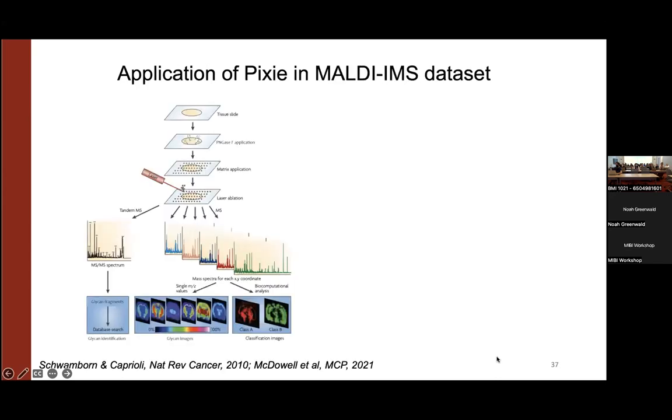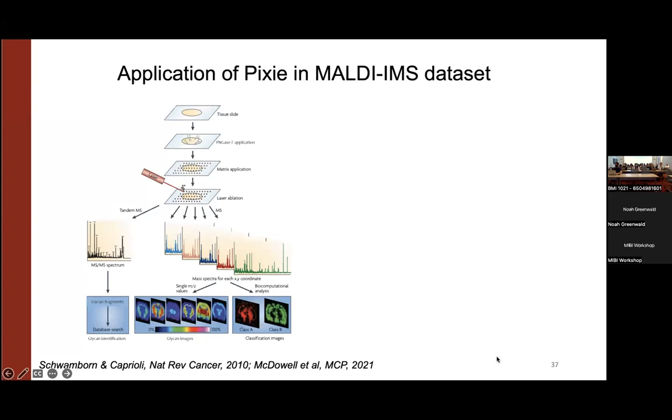Okay, so next, we also applied Pixie to a MALDI data set. In contrast to both MIBI and CODEX, MALDI is a label-free technology, which means that there are no antibodies used to target specific proteins. So MALDI can be used to map the glycan abundance in our tissue.